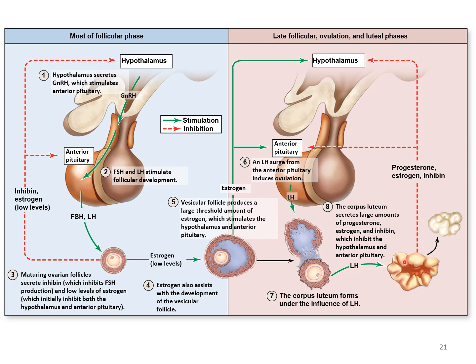Okay, and then if the body doesn't receive any signals of pregnancy, then 10 to 13 days later, the corpus luteum will degenerate into a corpus albicans. So keep this in mind.